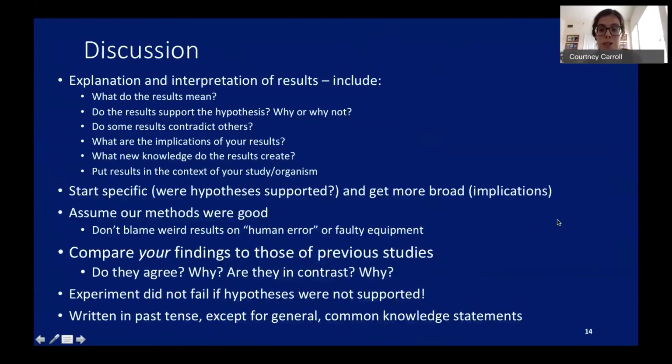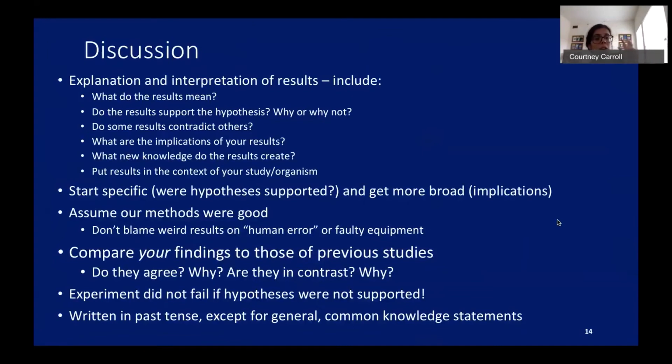This is where the interpretation comes. Now we're in the discussion. We did the methods, we did the tables and figures, we did our results section. Now let's explain and interpret our results. You want to answer questions like, what do these results mean? Do they support the hypothesis? Yes, no. Do some of the results contradict other results? What are the implications of these results? What new knowledge do these results create?